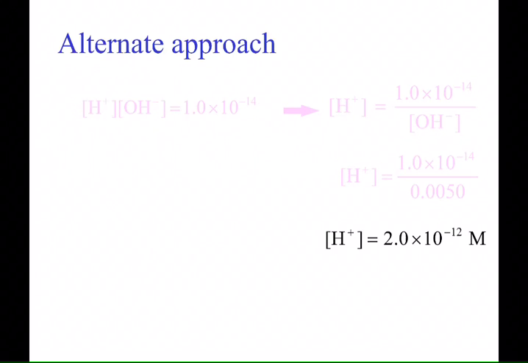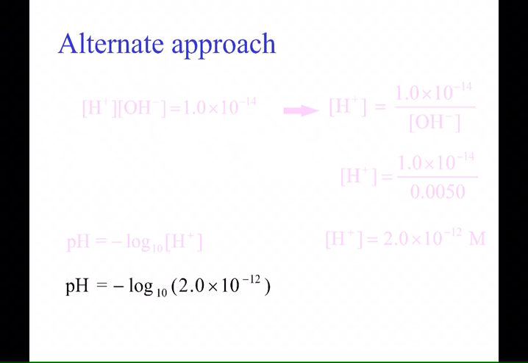The last quantity would be to take the hydrogen ion to knock out the pH. So we're going to take the log of this number times minus 1. So the log of 2.0 times 10 to the minus 12 times minus 1 will give us our pH.